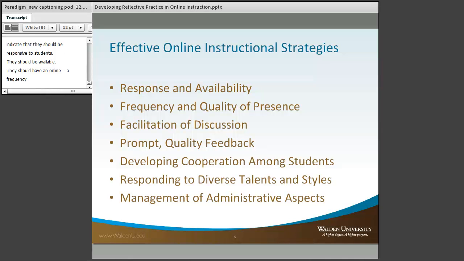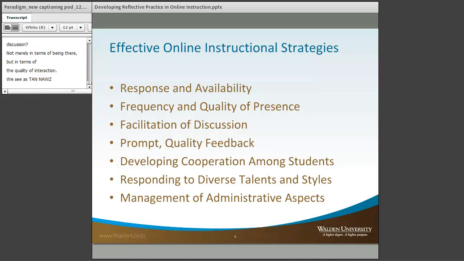And as Walden instructors, we know that Walden indicates we should be in classrooms at least 4 times a week. But it's not just a matter of how often we are there, but what quality of presence do we have? Are we encouraging discussion? Are we asking reflective questions? Are we prompting students to analyze particular situations? In other words, how do we facilitate the discussion, not merely in terms of being there, but in terms of the quality of interaction? We see, as Tanaz pointed out, prompt quality feedback.